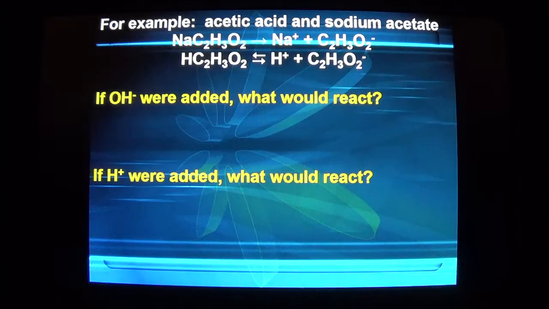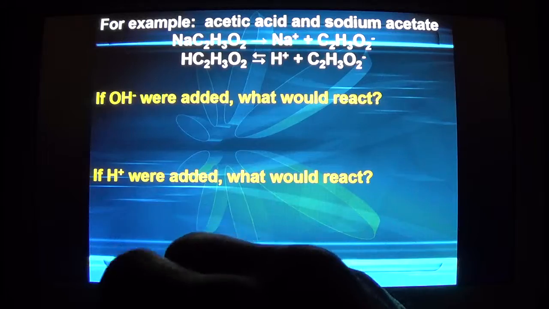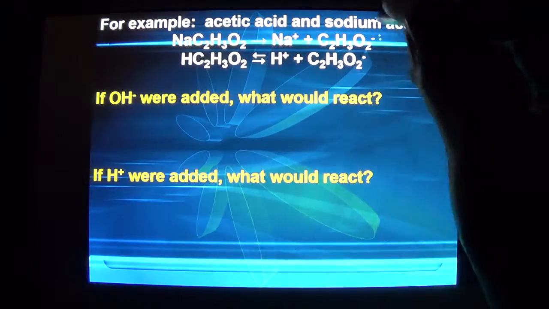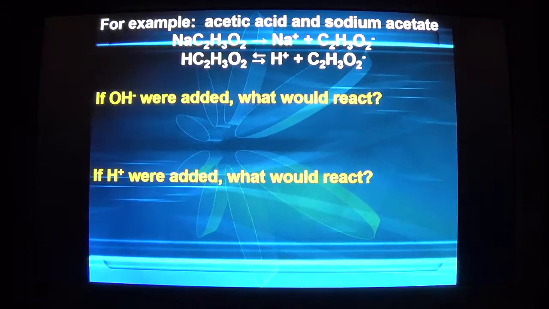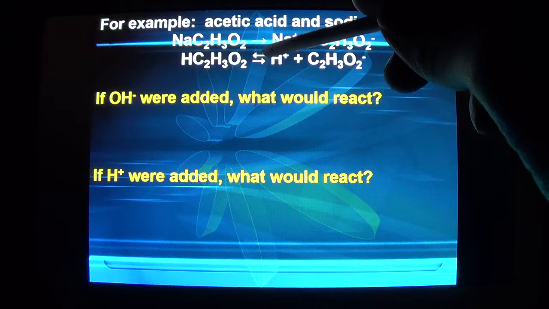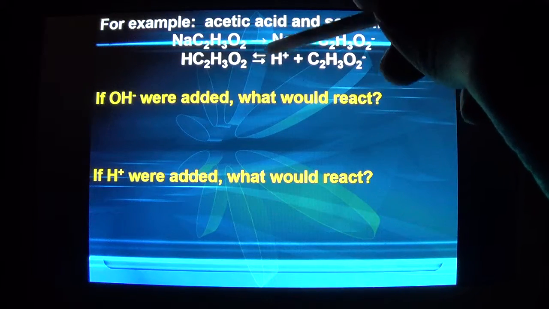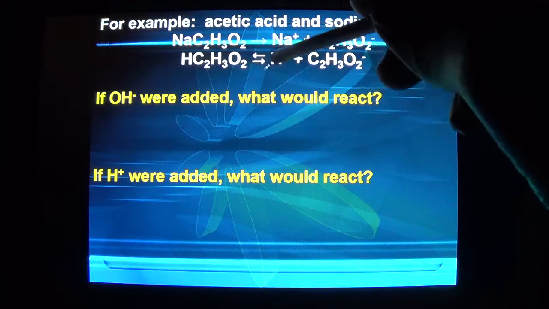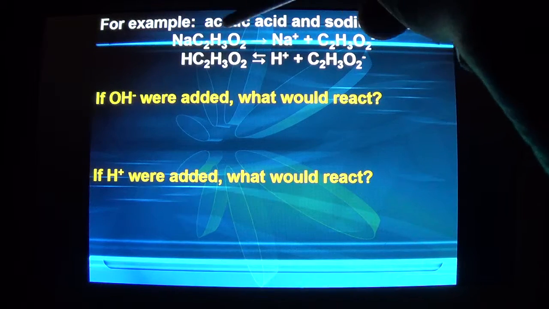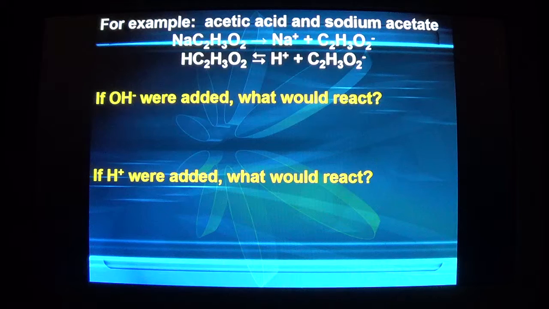Now let's talk about this in a more specific situation. We have this buffer system, acetic acid and sodium acetate. First off, I want to point out, check out the arrows. This is very common for buffers. You're going to have a weak acid and a very soluble salt, one that ionizes completely. And that's really the key.